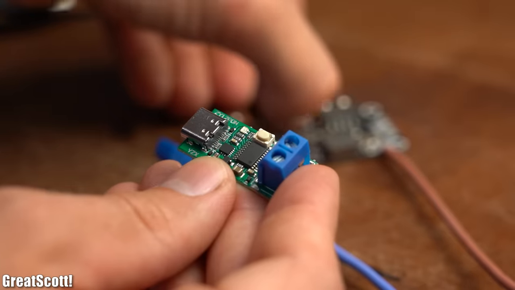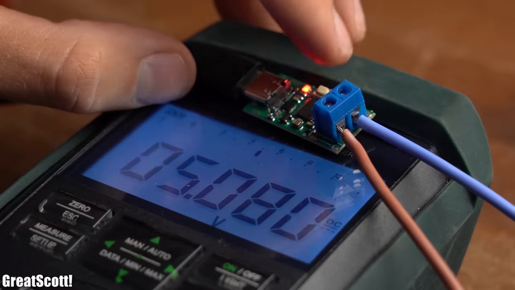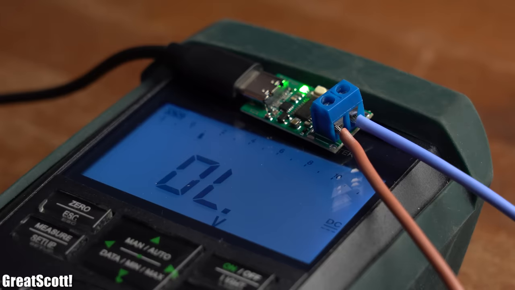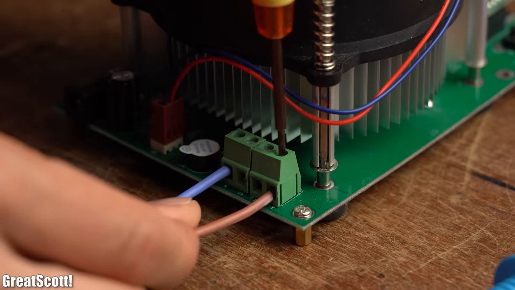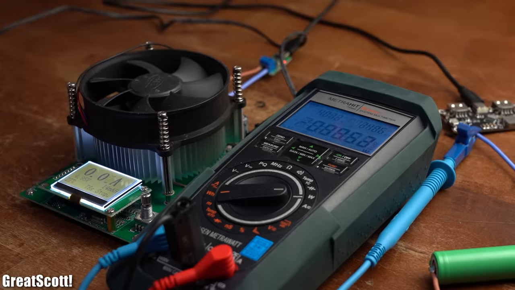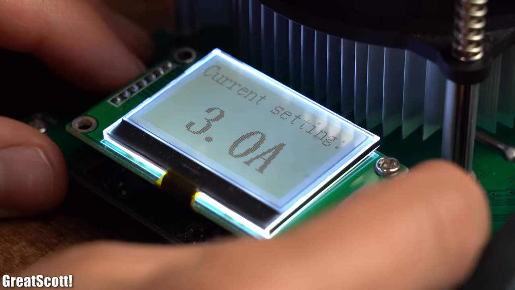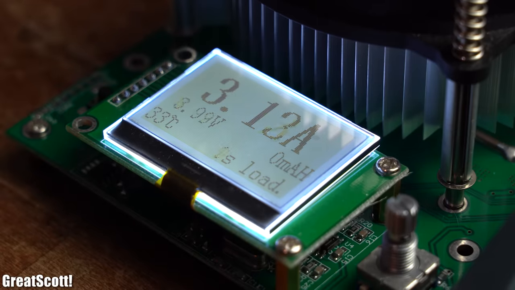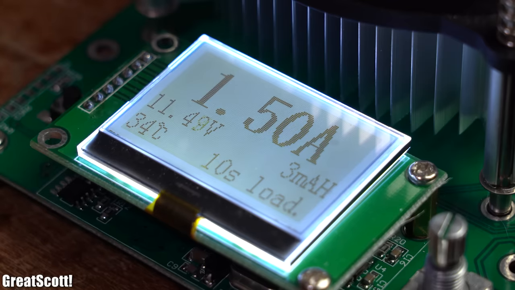I started by hooking up a USB Type-C PD trigger board to the circuit, which, as you can see, can cycle between 5 volts, 9 volts and 12 volts without a problem. That is why next I hooked up a constant load to the output in order to test whether the circuit can truly output the current that it promised in its description text. And to my surprise, the circuit was truly capable of outputting the promised 3.1 amps at 5 volts, 2 amps at 9 volts and 1.5 amps at 12 volts.